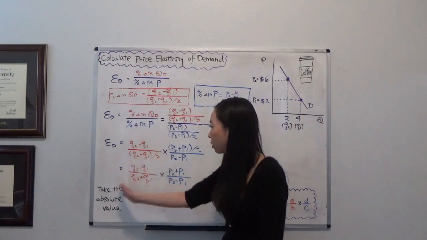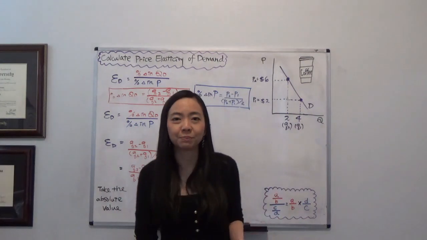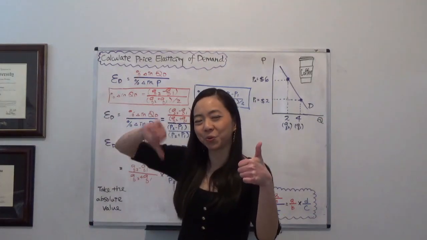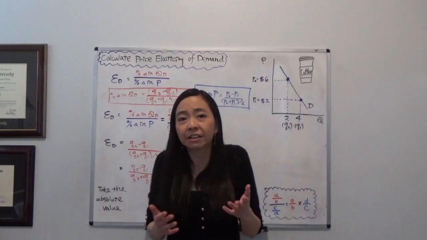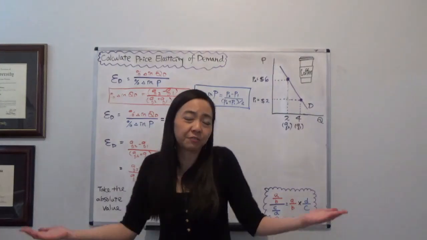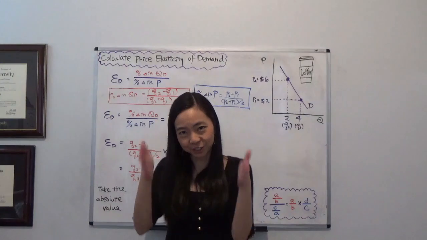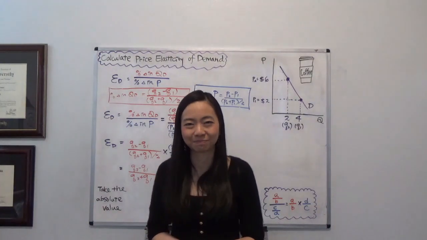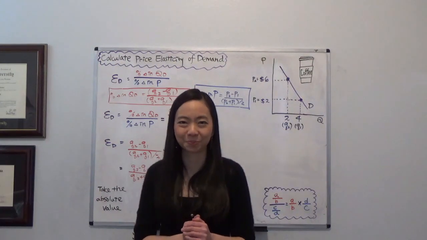And we are going to take the absolute value. Why is that? Due to the law of demand, you know that if the price goes up, quantity demanded is going to go down. And therefore, your price elasticity of demand is always going to be either a negative number or a zero. So if it's always going to be negative or zero, why not save us some trouble? Just take the absolute value and we only have to pay attention to the magnitude. So here's the formula. Next, we're going to look at an example.